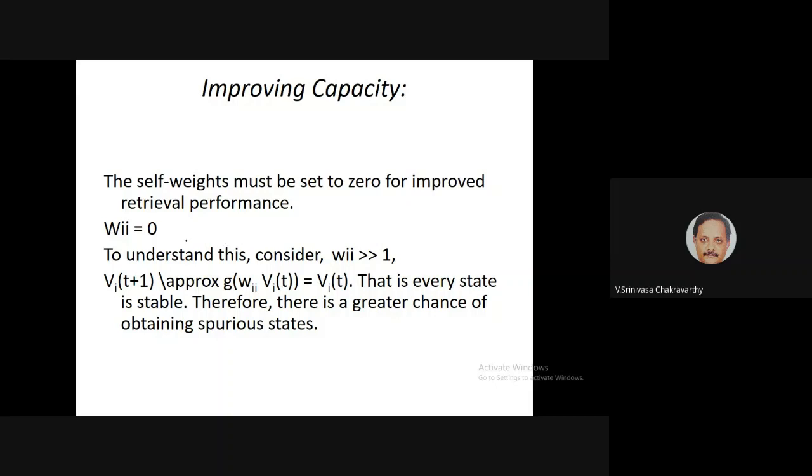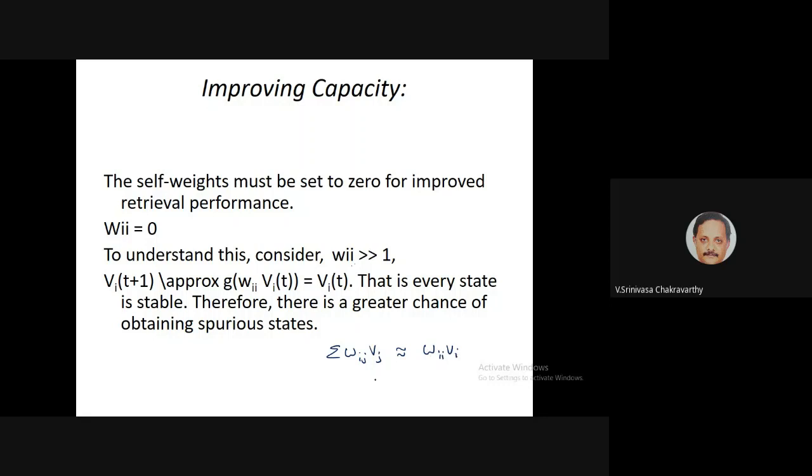To improve memory capacity, one hack that people use is to set the self weights to zero. So W_ii is the weight of a neuron to itself. These are set to zero because a large value of W_ii will tend to stabilize every state. To understand that, let us consider this extreme case. We said earlier that W_ii should be positive to make sure that the energy function decreases at every update. So let us assume W_ii is a large positive number, much greater than one. Then the sum of W_ij V_j term, which is used in the update rule, can be approximated by simply W_ii V_i, because this is a very large number. This term dominates everybody else.